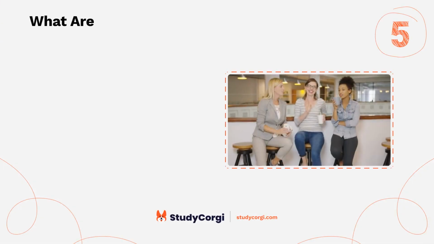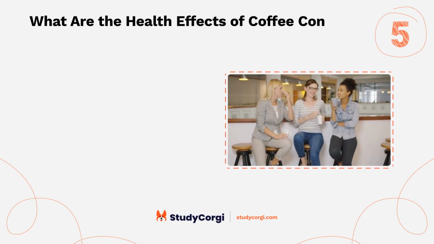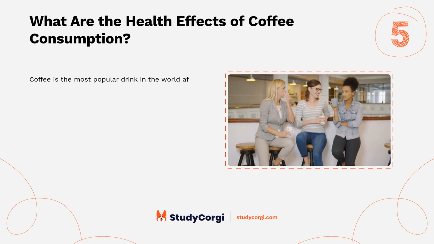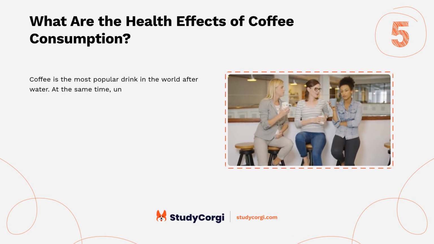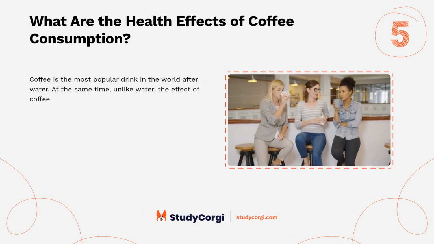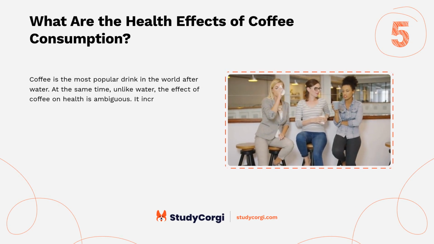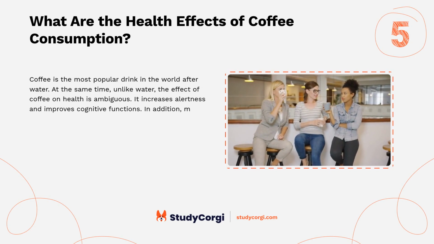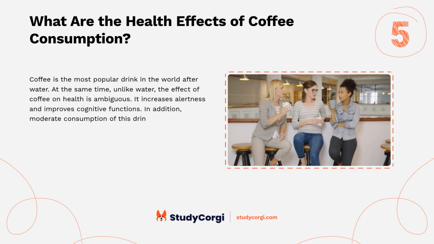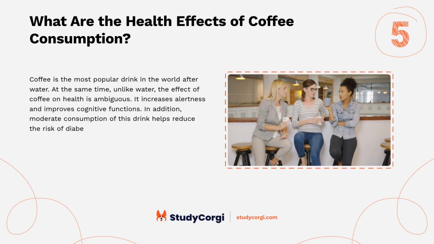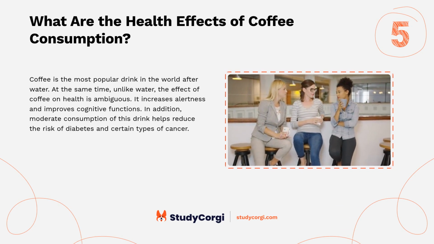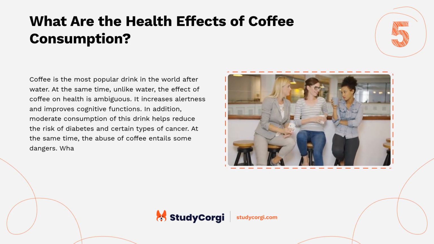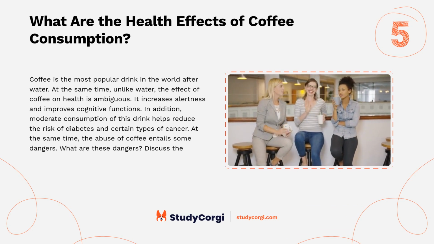What are the health effects of coffee consumption? Coffee is the most popular drink in the world after water. At the same time, unlike water, the effect of coffee on health is ambiguous. It increases alertness and improves cognitive functions. In addition, moderate consumption of this drink helps reduce the risk of diabetes and certain types of cancer. At the same time, the abuse of coffee entails some dangers. What are these dangers? Discuss them in your paper.